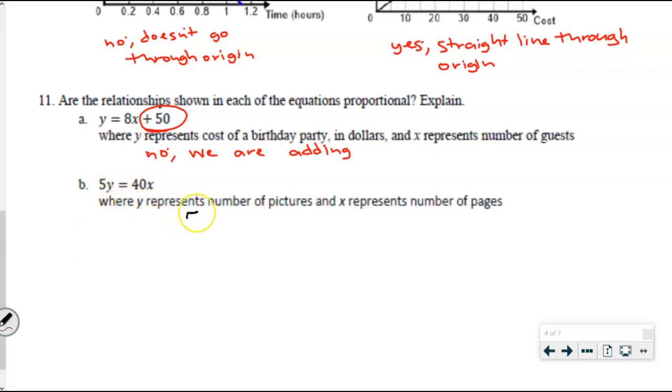And if we really wanted to, when we get into our equations unit, we're going to see if we wanted to get Y alone so it looks normal, we can do that. We just have to divide each side by 5. Now it divides out, and Y is going to be by itself, and 40 divided by 5 is 8x. Now it looks nice and happy, and we can see that, yes, this is proportional. Only multiplication.